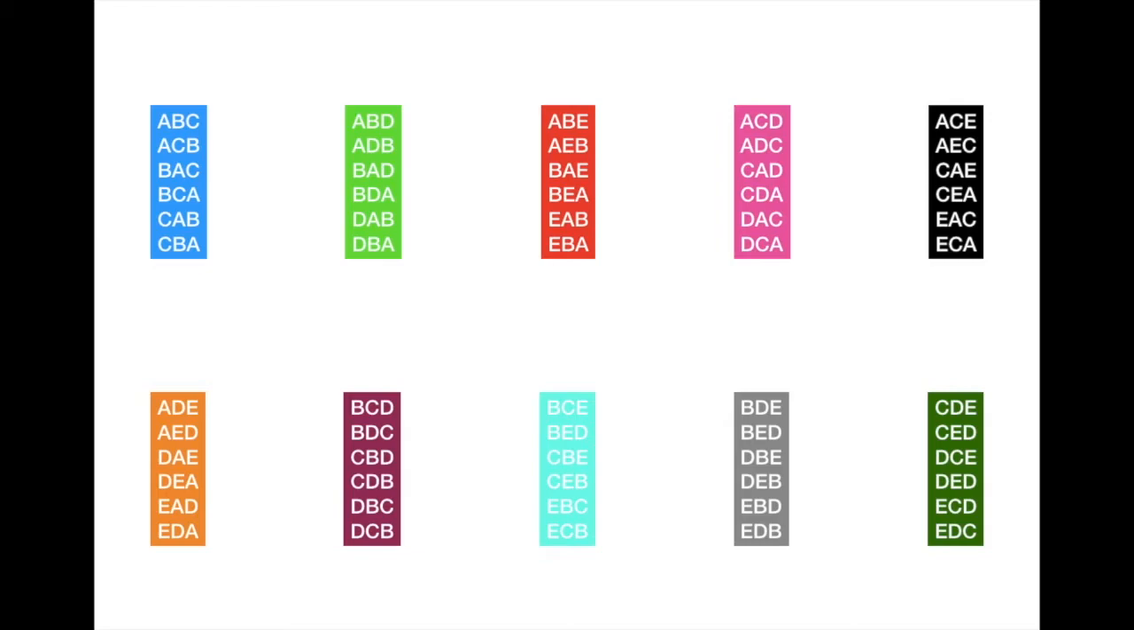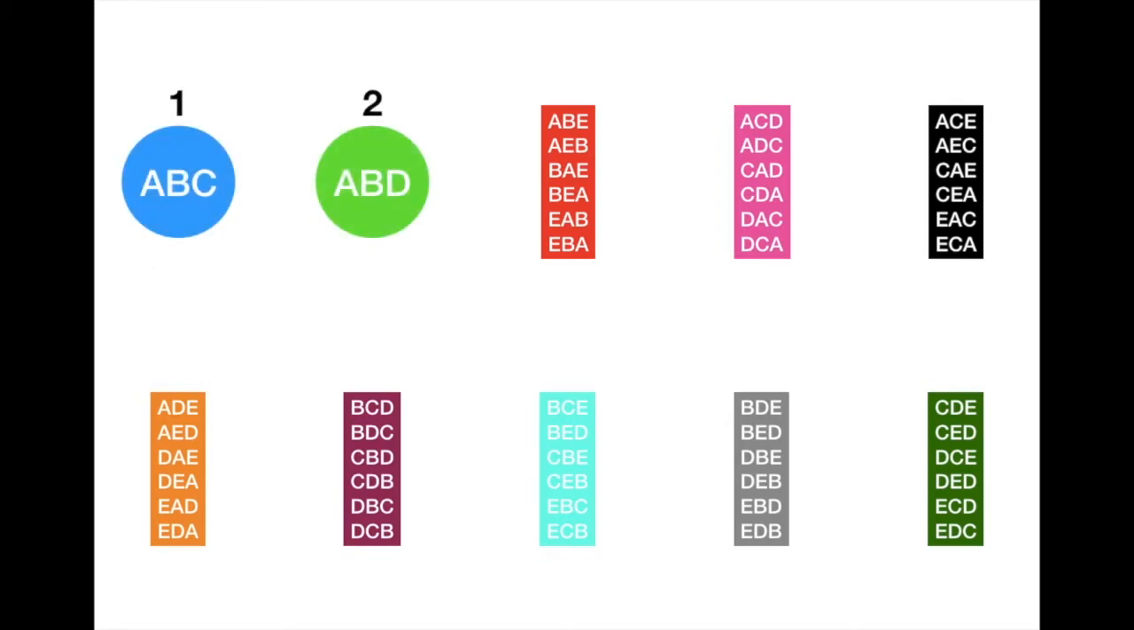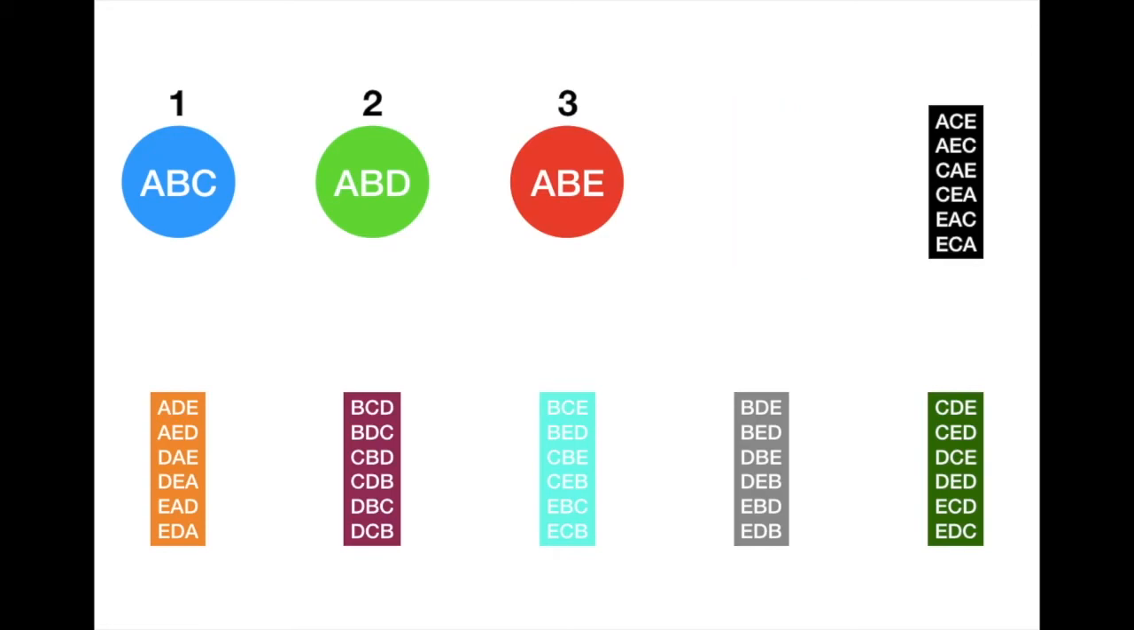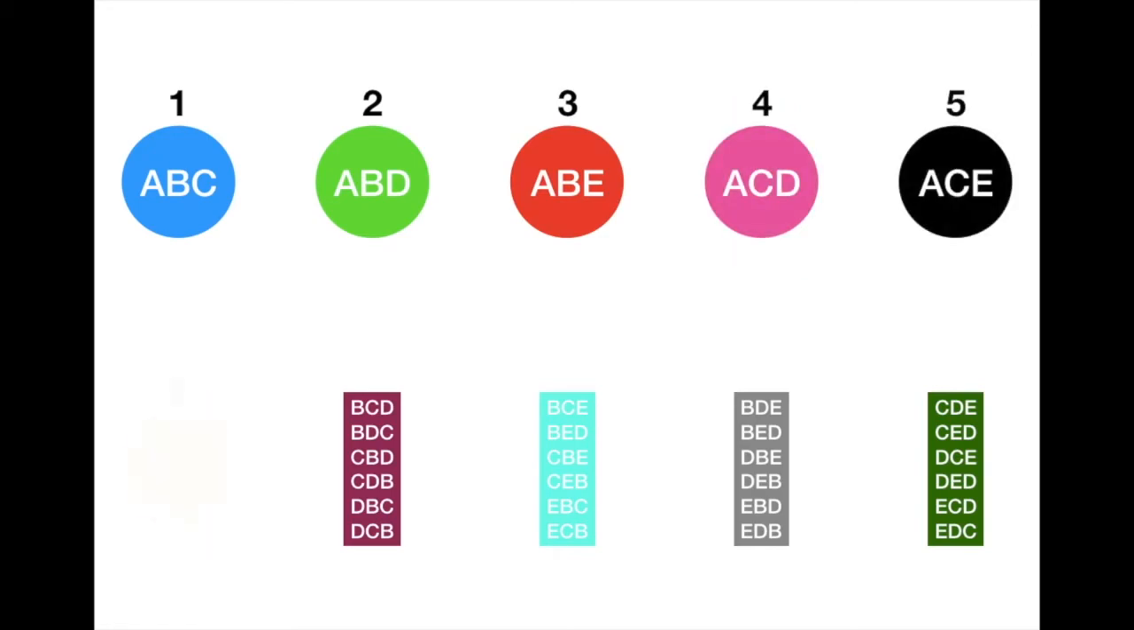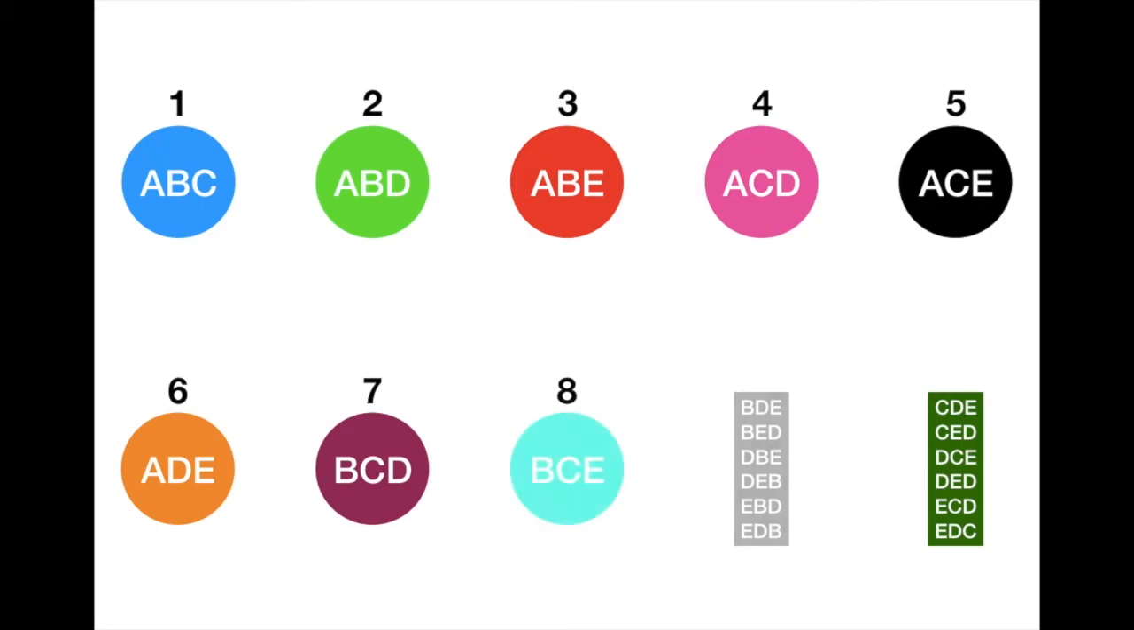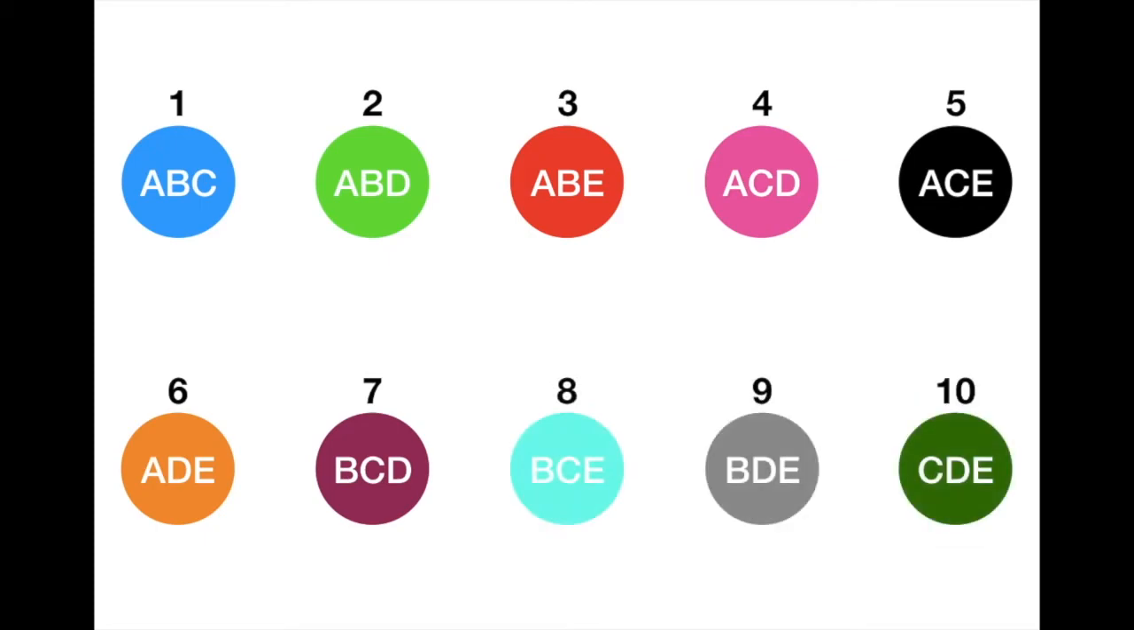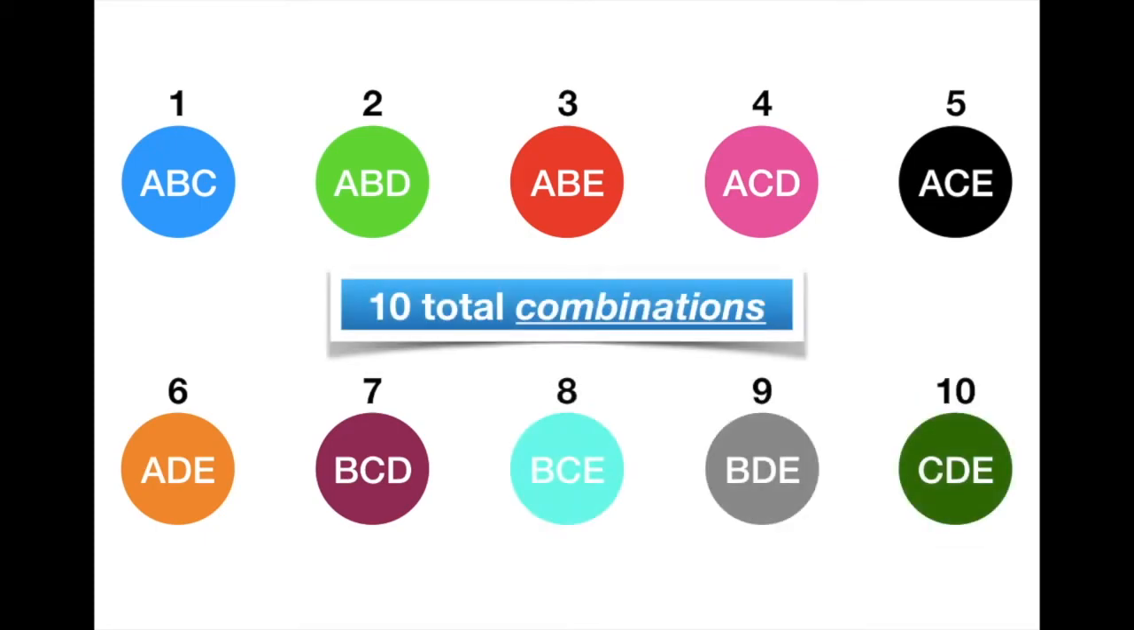So why don't we do this? Let's condense all of these arrangements into their respective groups or combinations. This would be the first group, A, B, and C, the second group, A, B, and D, the third group, A, B, E, and so on and so forth. So in total, when I group all of these arrangements together, there are 10 different combinations or 10 different groups of ways that I can group these 5 hats.